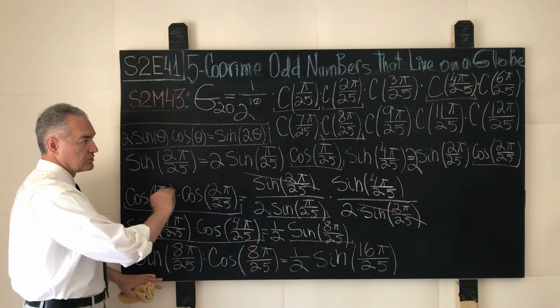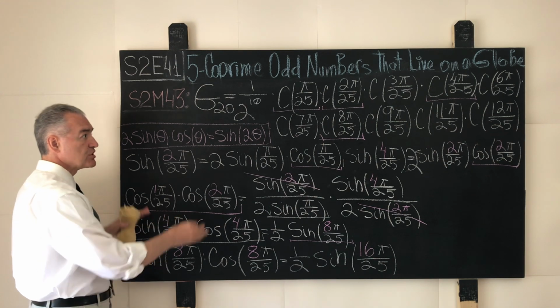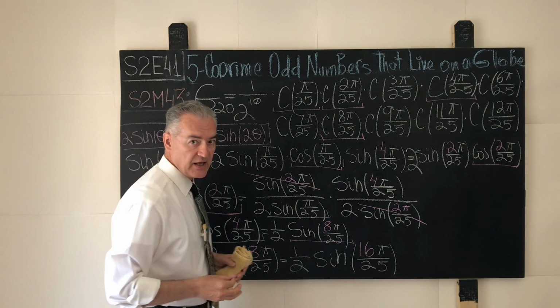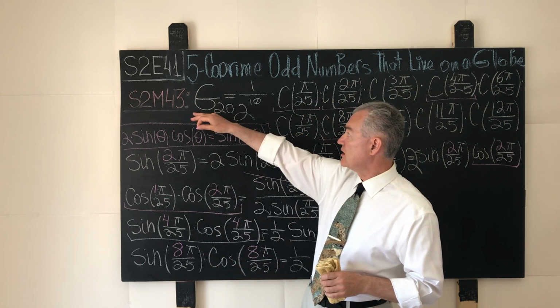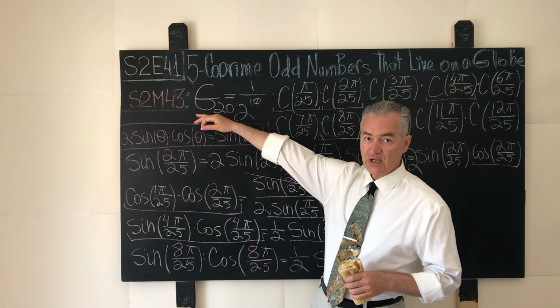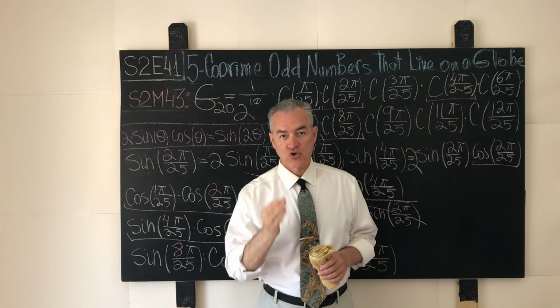Once we write all these manipulations down, then we will have the following value for the product of the green cosines G20. I will show it in the next segment.